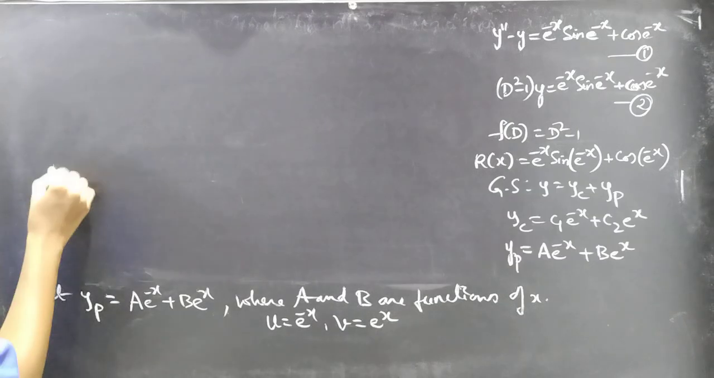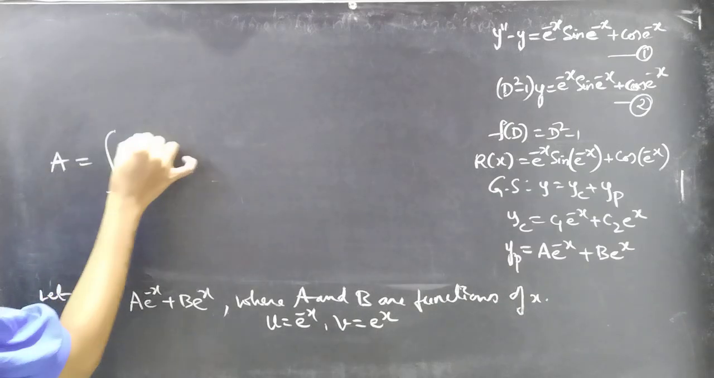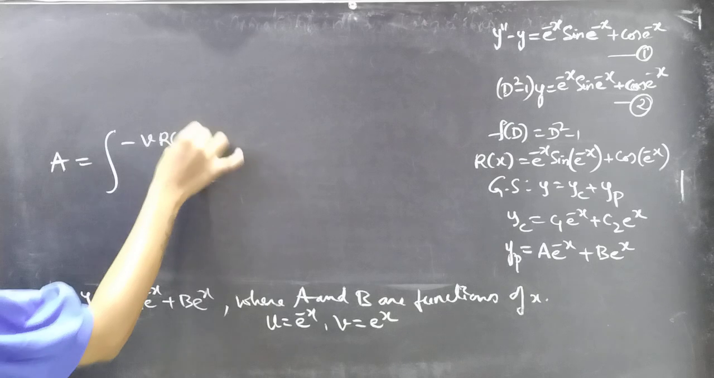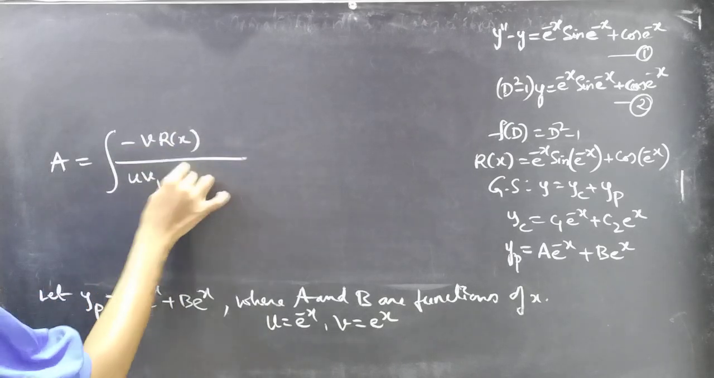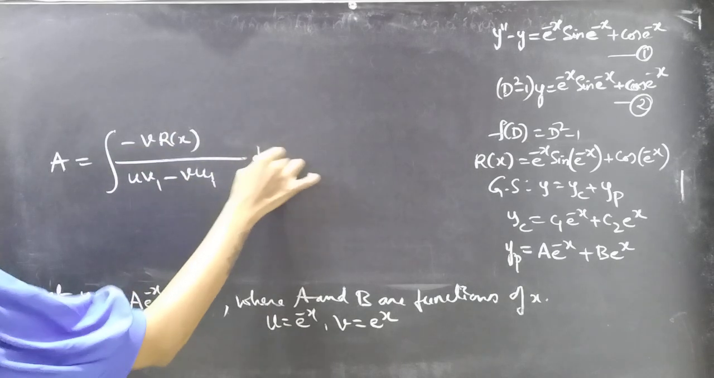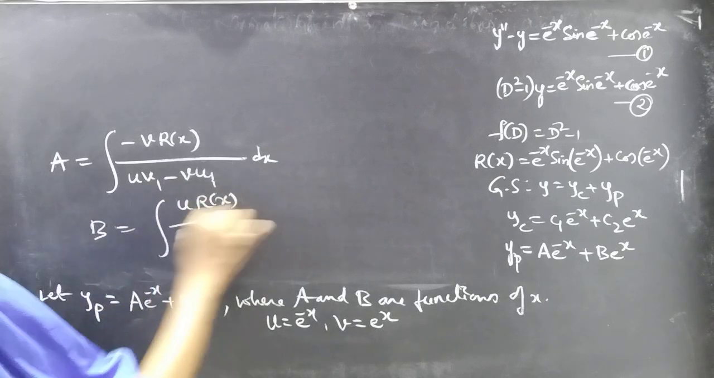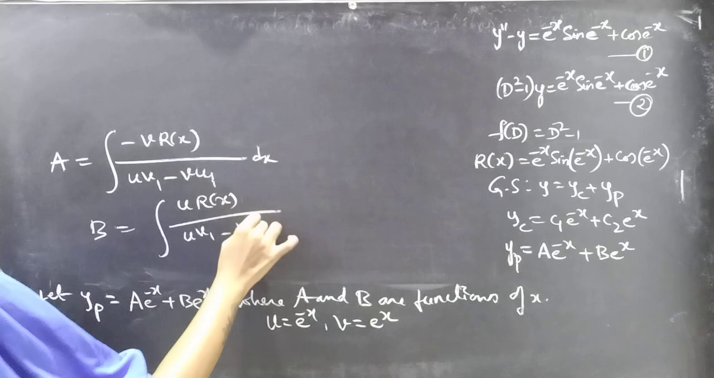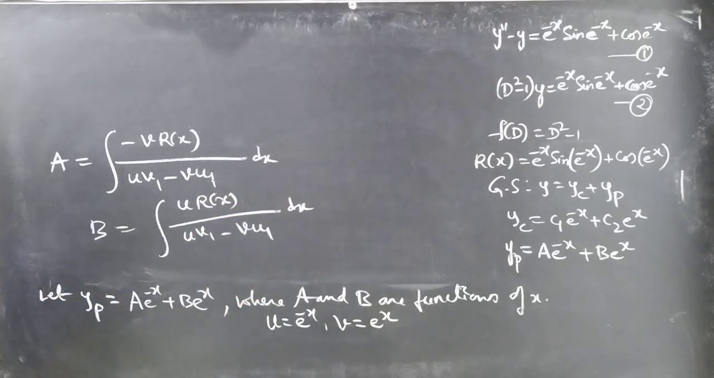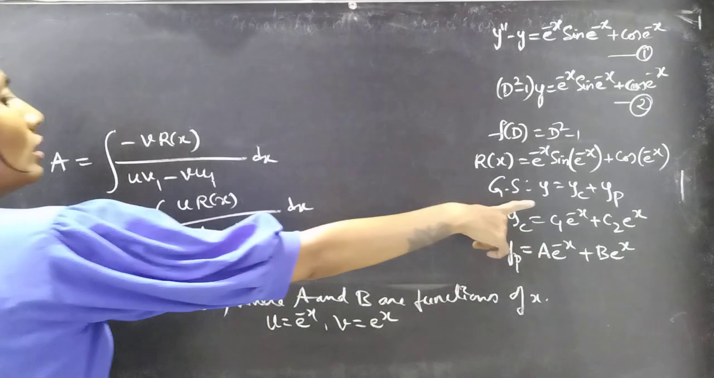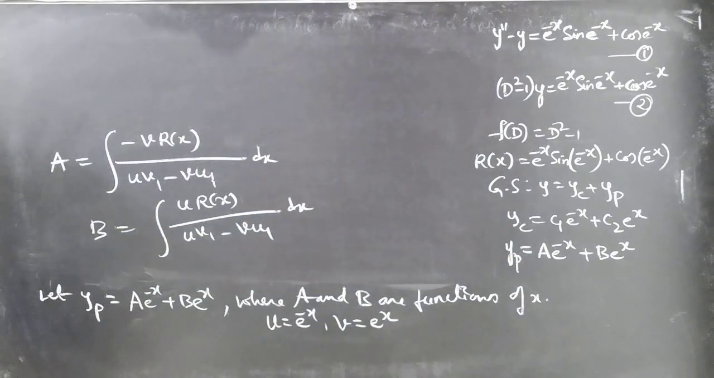And we can find A, B using formula. A is given by integral of minus v into R(x) by (u v1 minus v u1), and B is given by integral of u into R(x) by (u v1 minus v u1). So if you notice, we are having u v1 minus v u1 in both the formulas. So we'll begin with u v1 minus v u1 and later we'll find A, B, yp, and finally we'll substitute yc and yp in this formula to find the general solution.